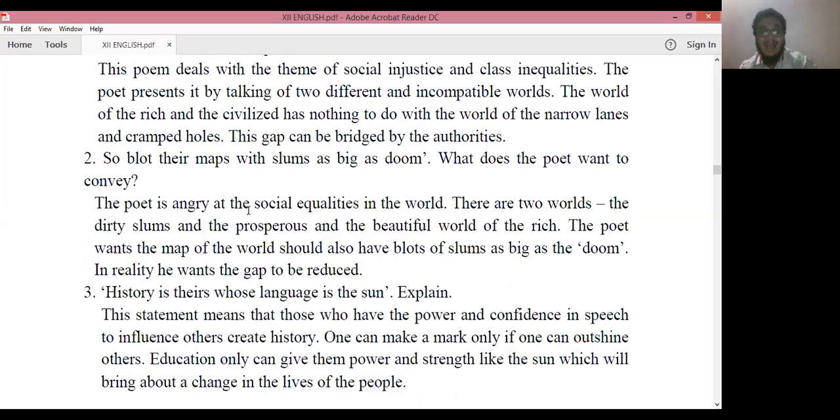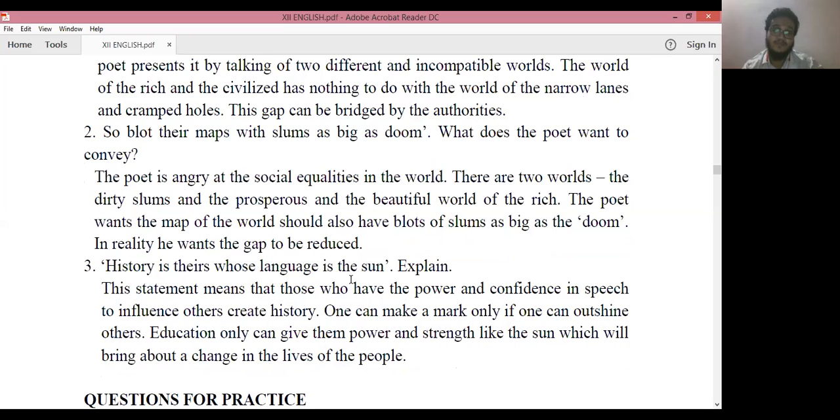The poet is angry at the social inequalities in the world. These are the 2 worlds, the dirty slum and the progress and the beautiful world of the rich. The poet wants the map of the world to have blots of slum as big as doom. As in doomsday, justice will be done, the same way it should blot the map. In reality, he wants the gap between rich and poor to be reduced.